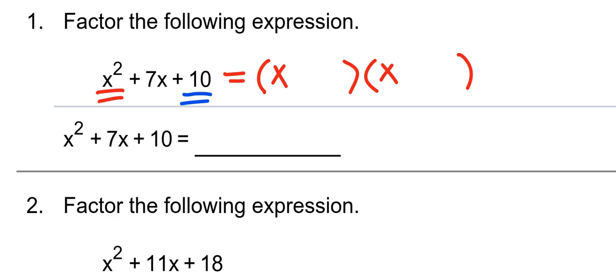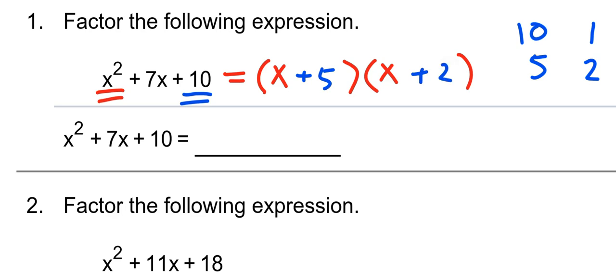Because what we're going to be doing here is, we could look at things like 10 and 1. They multiply together to give me 10, but they do not add up to 7. So you look at other choices. There's not a whole lot of choices with 10. 5 times 2 is 10. And that would be exactly what we want.